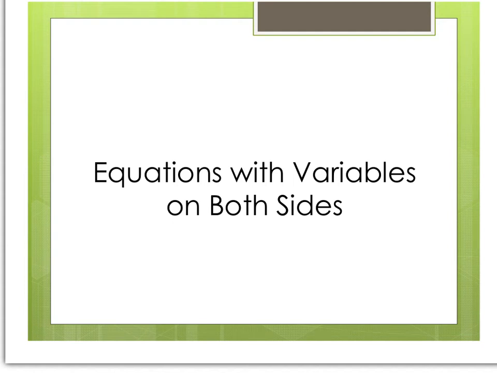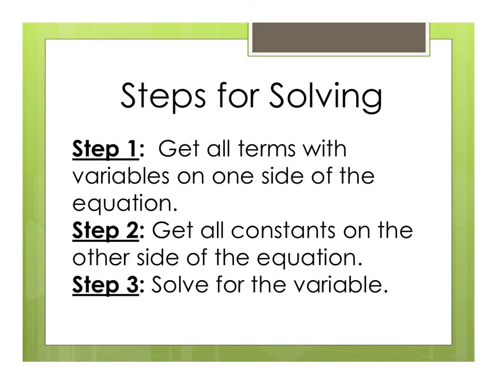Okay, so here we go with more equations. But now it's equations with variables on both sides. So let's look at the steps for solving this. When you are solving equations that have variables on both sides, step 1, you have to get all of the terms with variables on one side of the equation. Step 2, get all constants on the other side of the equation. And last but not least, step 3, solve for the variable.